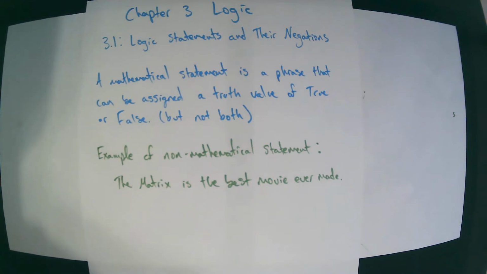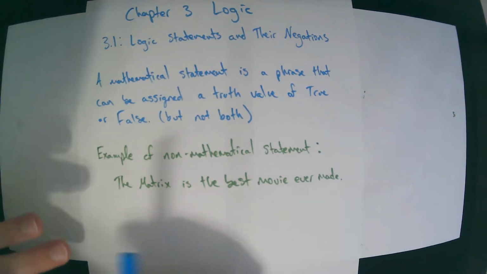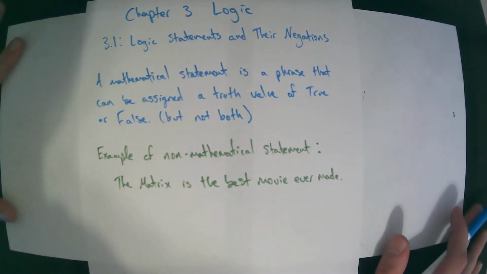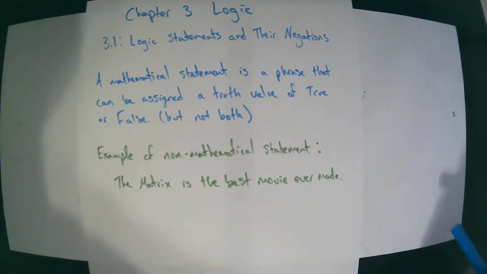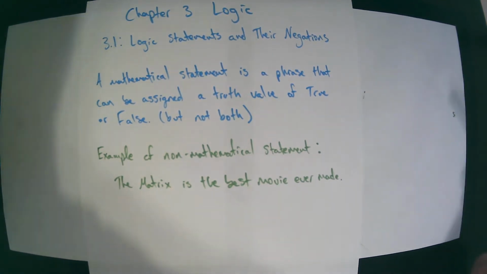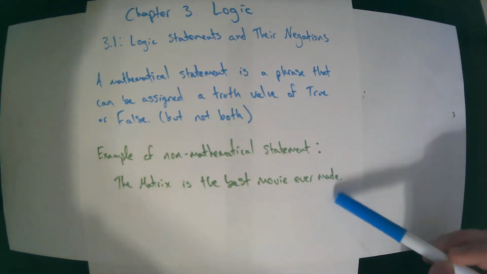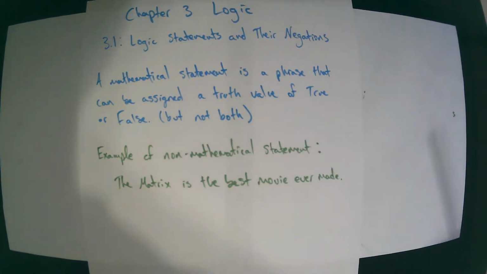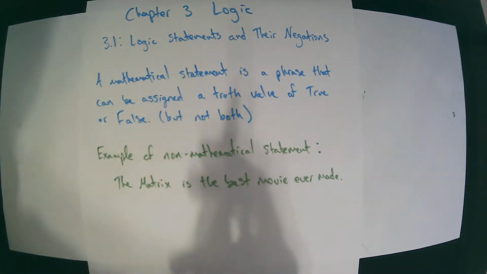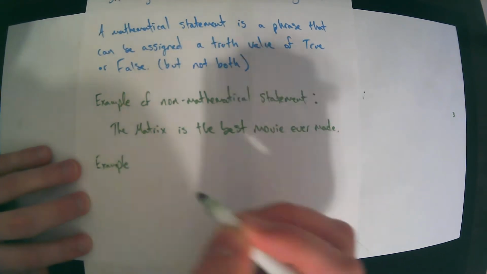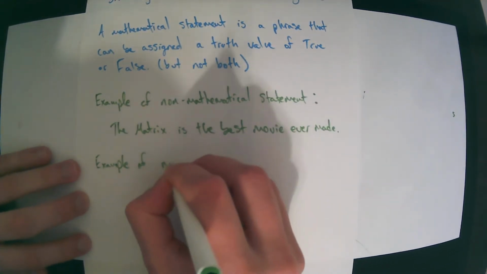Okay, this is a non-mathematical statement because it's an opinion. It's subjective. We cannot assign a true or false value to this because not everyone would agree. Right? So I'd probably say false because I could probably think of movies that are better. I mean, it's good, but I don't know if I'd say it's the best, but other people might say it's true. So this is not a good mathematical statement. It's an opinion, right? So here's an example of how we could twist this statement so that it could be a mathematical statement.